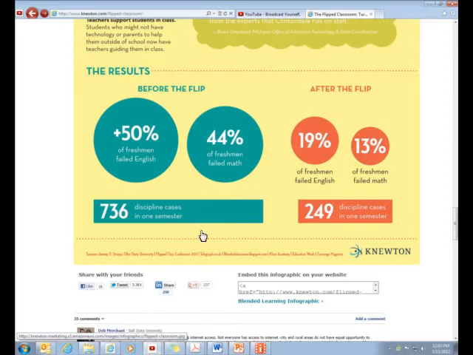They had a number of discipline problems. They went from 736 discipline-associated problems. They decreased that by over two-thirds. They went down to around 250 discipline cases in one semester as a result of flipping or inverting the curriculum. So I think that this URL makes a powerful case for why flipping your class might be something that you would try to more effectively engage your students.